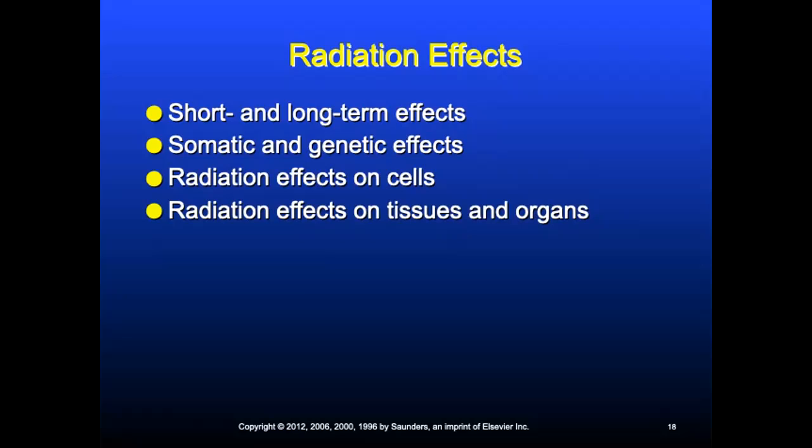Somatic effects are seen in the person that's irradiated, and they're not seen in future generations. So if I were to get sunburned and consequently get skin cancer from overexposure to the sun, that doesn't mean that my daughter or my future grandchildren will have those same effects. Genetic effects, on the other hand, are not seen in the person irradiated, but are seen in future generations.